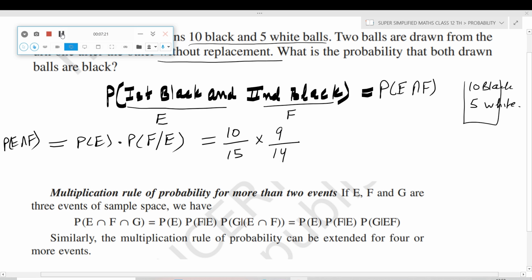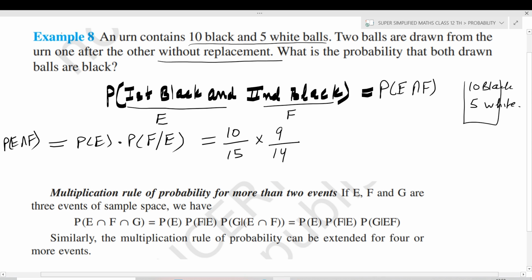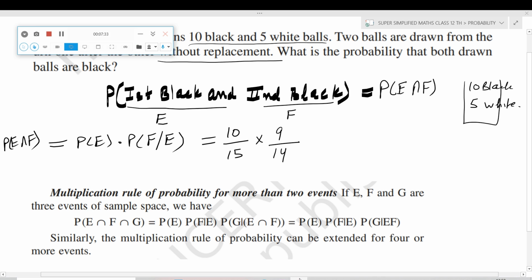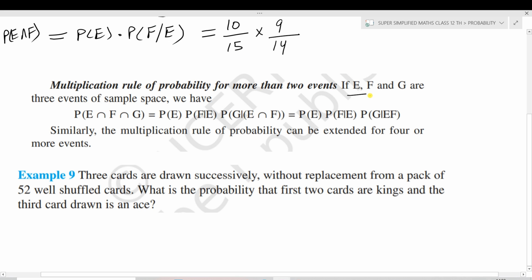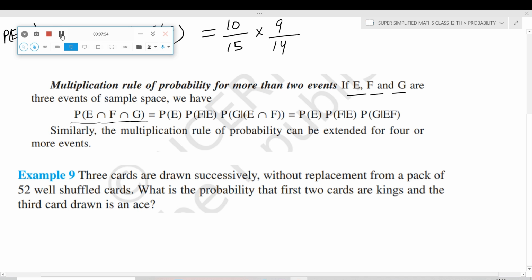Now what happens, students, when you have got more than two events? If you have to apply the multiplication theorem of probability for more than two events, what do you do? Suppose we have three events E, F and G, and they are associated with a sample space S. If I want to know probability of E intersection F intersection G, that is the probability of simultaneous occurrence of E, F and G.